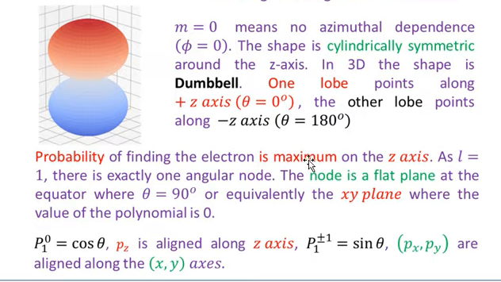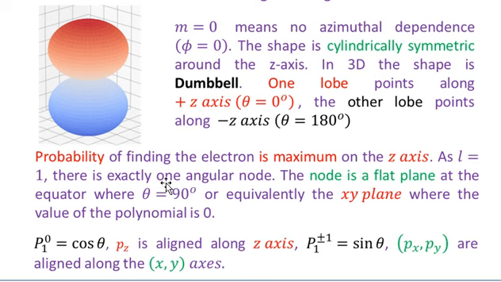Probability of finding the electron is maximum on the z-axis. So you see that if you move along the z-axis, if you go away from the origin, this pz orbital will have maximum value. So it means that the probability of finding the electron will be maximum along the z-axis, because there the value of the function, or the value of the wave function, is larger. So the probability of finding the electron is maximum on the z-axis.